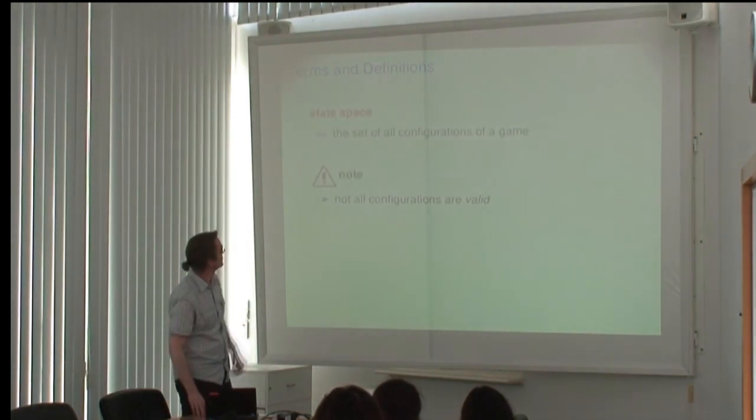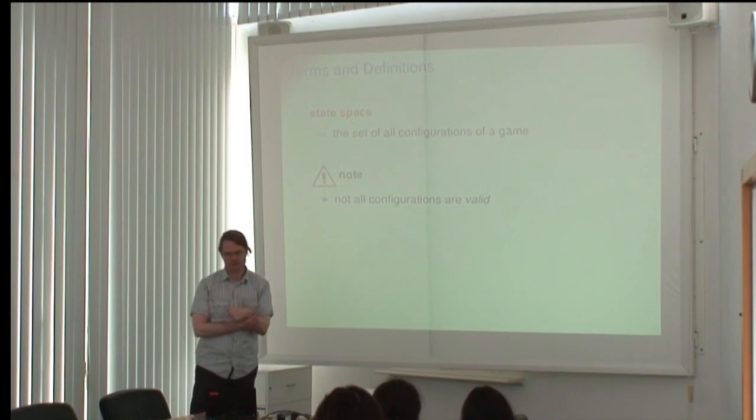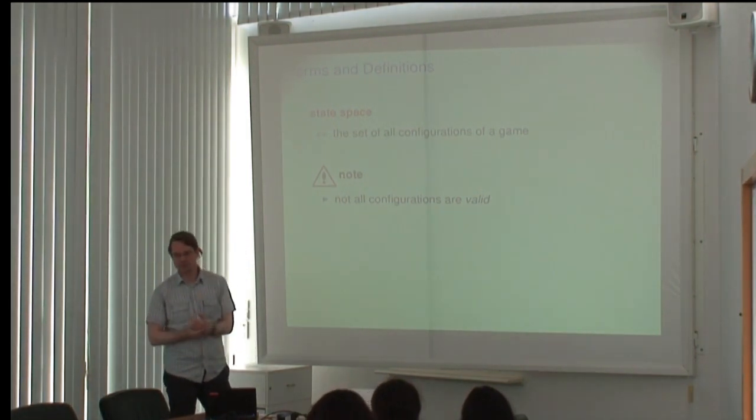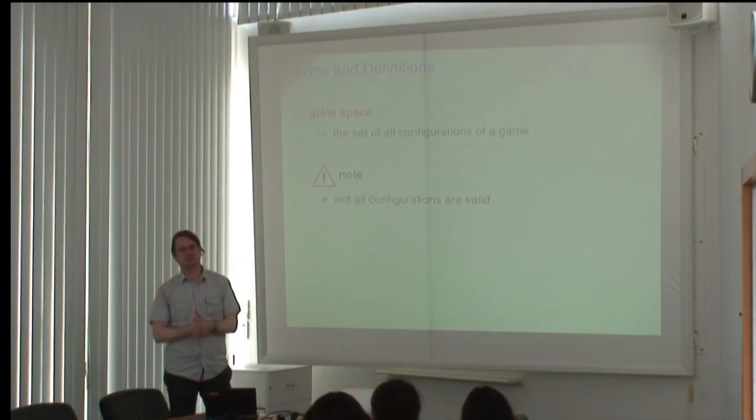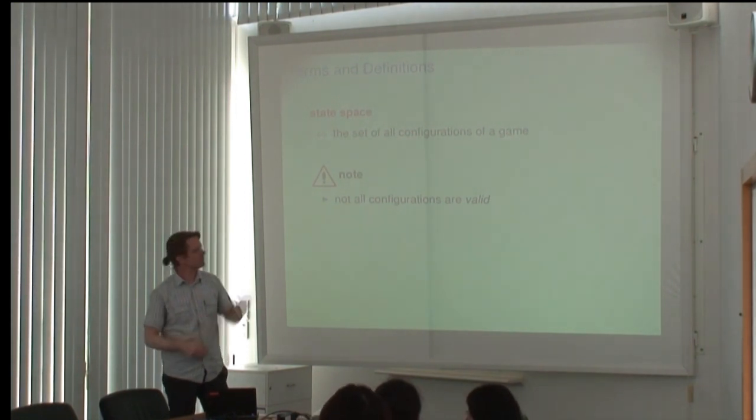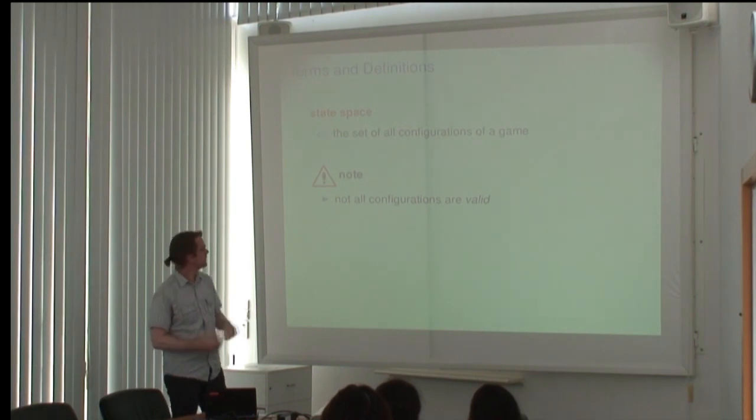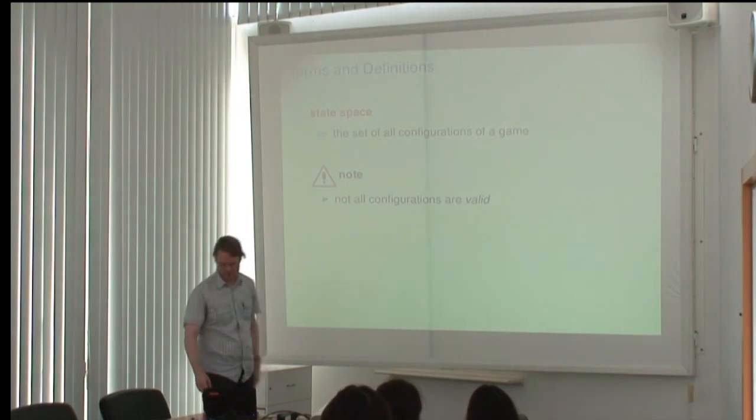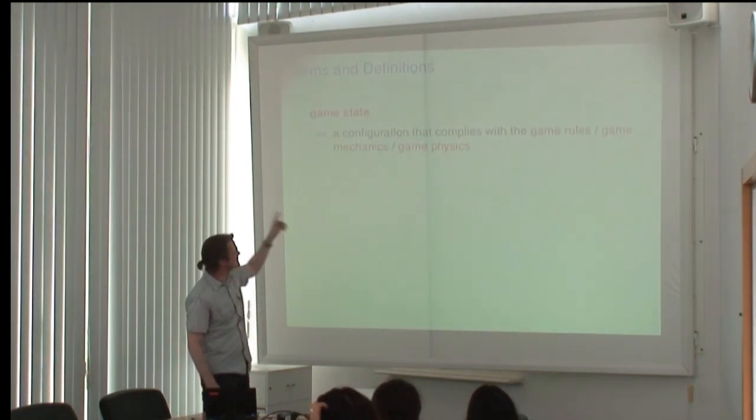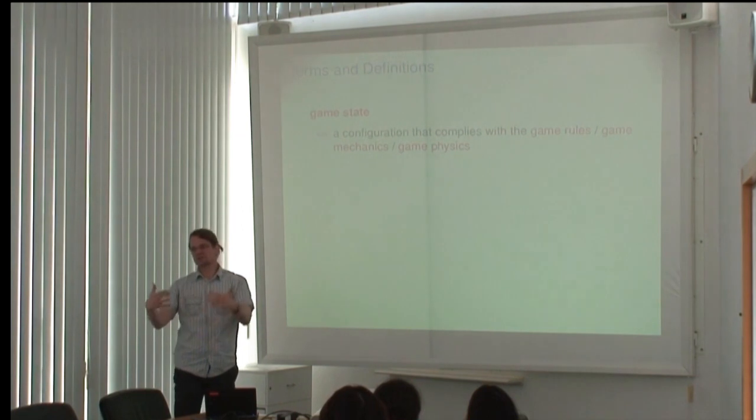So that leads us to the concept of state space, which is used to refer to all possible configurations of a game. That is the state space. And we've seen that, depending on how we estimate the size, it can be very large or not quite as large, but still very large. That is the state space of a game. But not all configurations are valid, right? And this then leads to the definition of a game state.